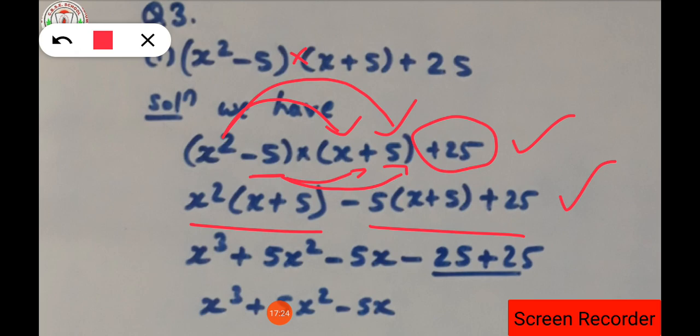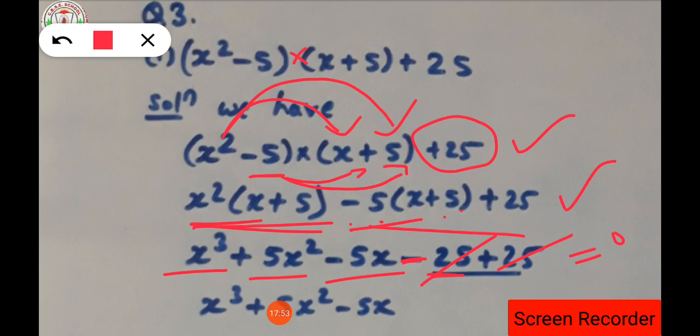Lastly we have to solve. So x square into x square will be x cube, x square into plus 5 will be 5x square, and minus 5 multiplied with x will become minus 5x. Then minus and plus gives minus 5 into 5, which is 25. Now plus 25 and minus 25 will cancel, and the answer there is 0, isn't it? So x cube plus 5x square minus 5x.